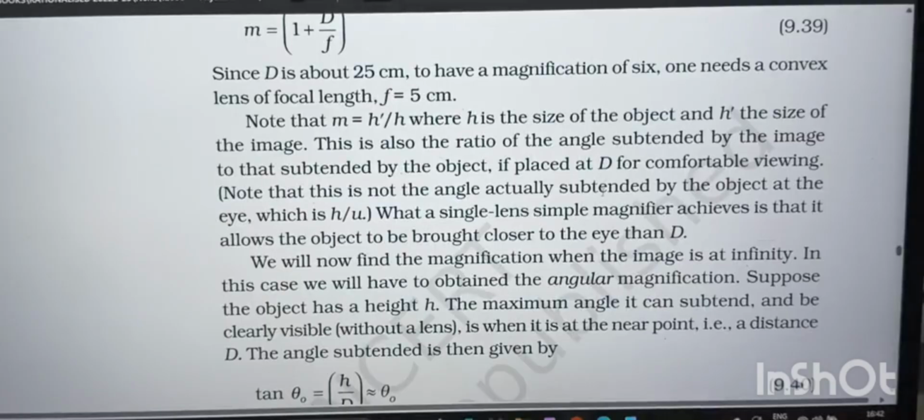Now if you look at the 25 centimeters, where the least distance of distinct vision is, generally we place the object over there so that we will be able to see it comfortably. But this lens will allow us to bring it way more closer and still be able to magnify it so that we can still see it clearly. That is one point written over here.